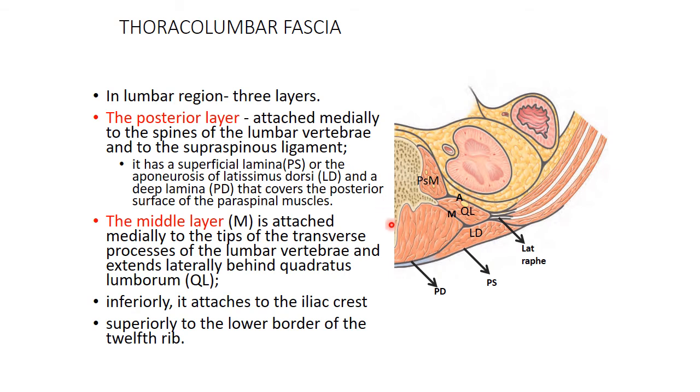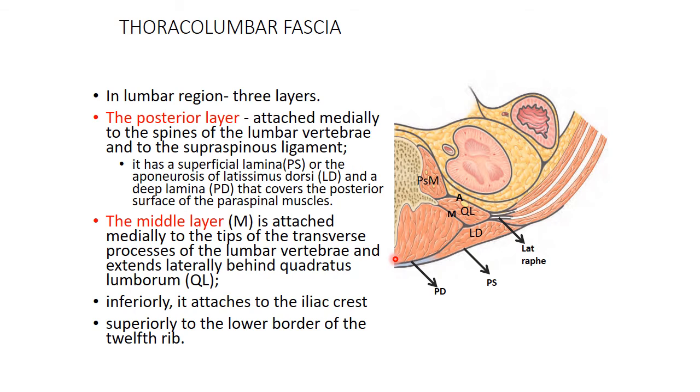This is the cross section. We have seen this picture when we were doing the coverings around the kidney. So this is the same picture I'm using. This is the cut section of the body of the vertebra. This part of the transverse process is visible, and this is the spine. Okay. So the posterior layer of the thoracolumbar fascia is attached to the tip of the spines. Okay. The tip of the spine gives attachment to the posterior layer.